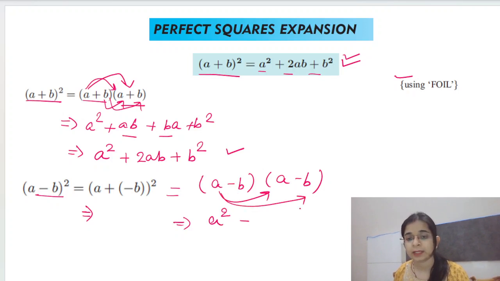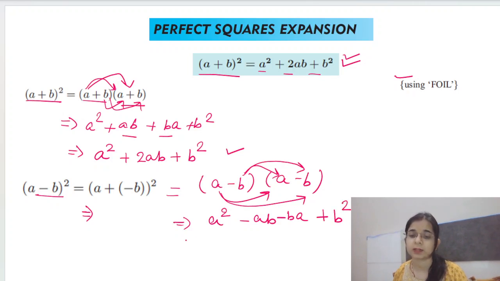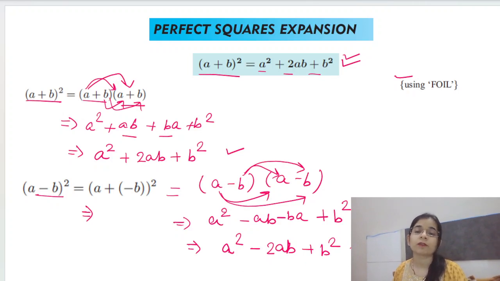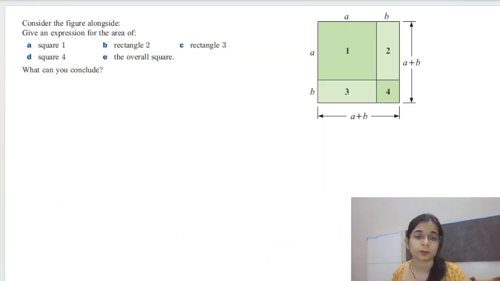and then a multiply minus b is minus ab, minus b multiply a is minus ba, and minus b multiply minus b. See, minus multiply minus is plus, so it will be plus b square. So here this is a square minus 2ab, as ab and ba are same, plus b square. So these two are general formulas of the squaring term. You can directly recall this formula. If you learn this formula, solving questions will be much easier for you.